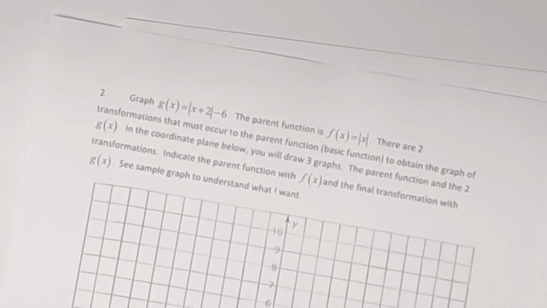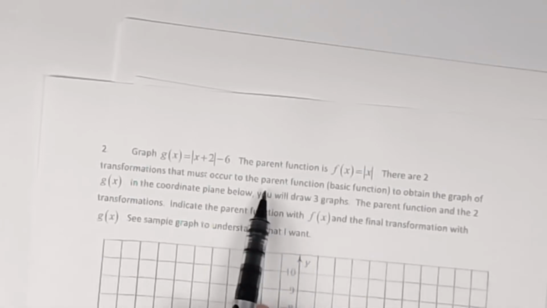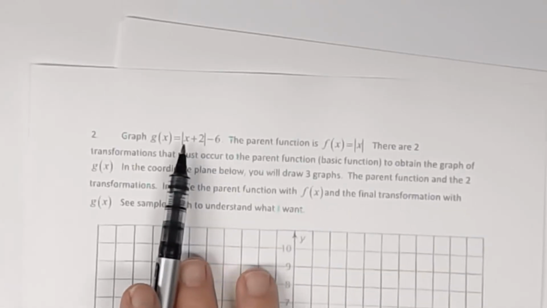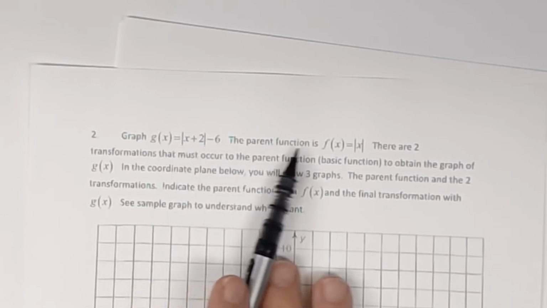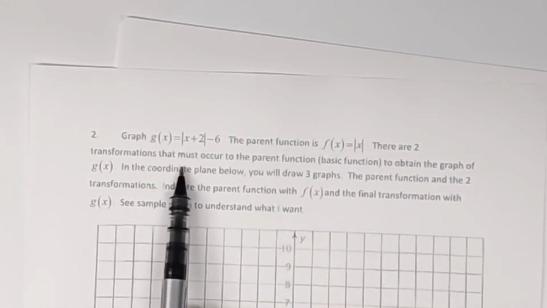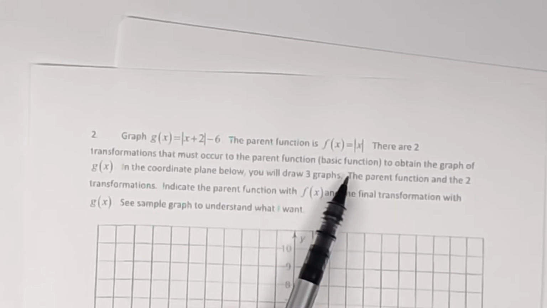So number 2, you have, it says graph, so you want to graph this function right here, g of x equals the absolute value of x plus 2 minus 6, and you're told the parent function is the absolute value of x. So there are 2 transformations that must occur to the parent function, which sometimes is called the basic function, to obtain the graph of g of x.